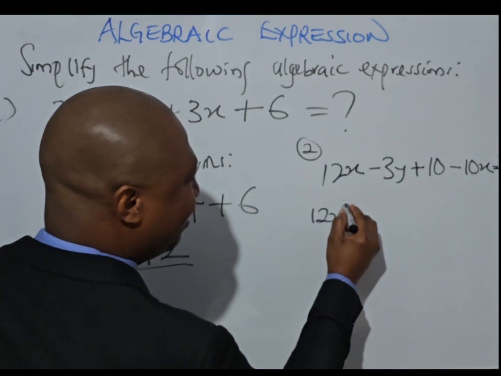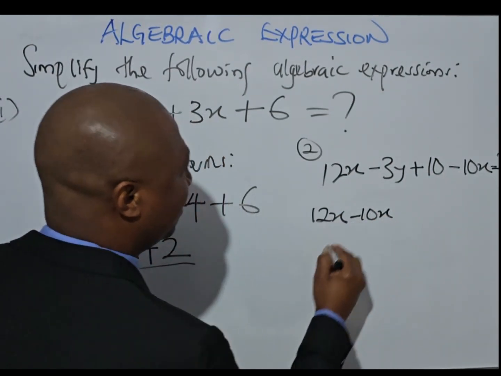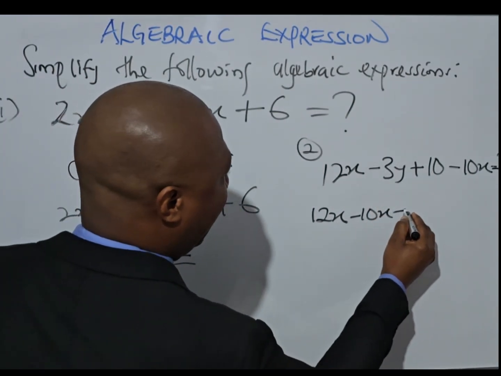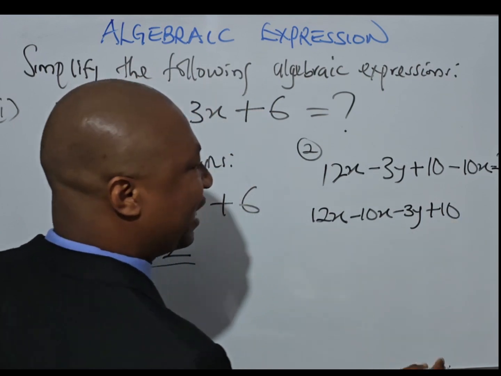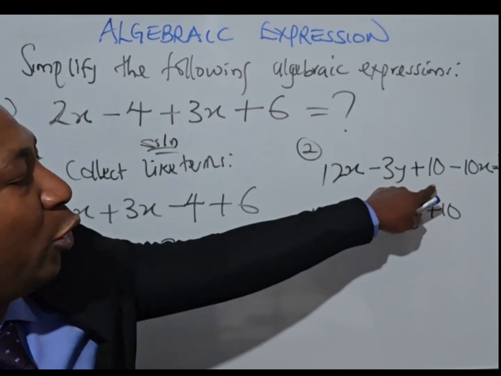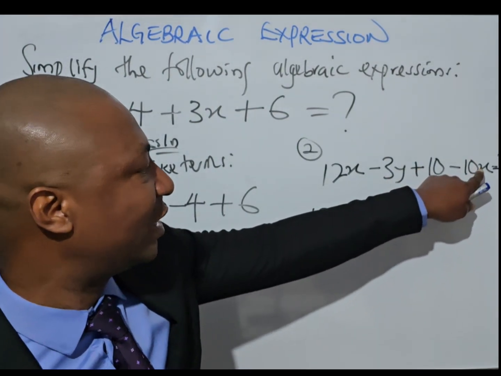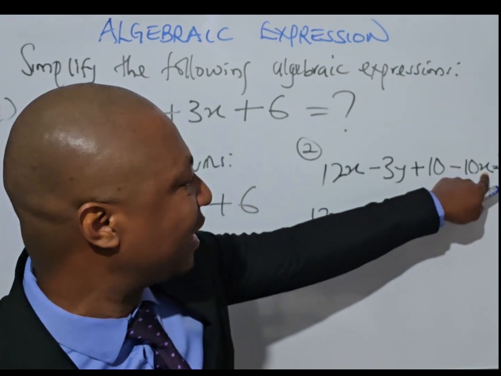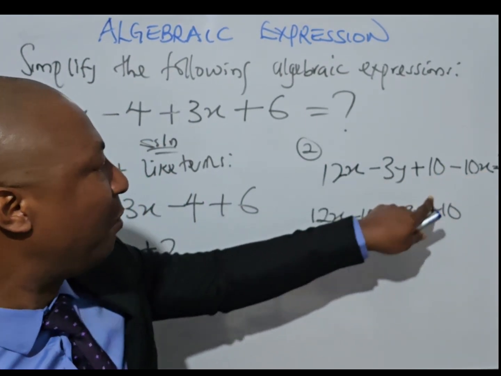I'm collecting like terms. Then we have minus 10s. Then here we are having minus 3y. And here we have plus 10. Don't be tempted and say 10 minus 10. No, they can't work together. This is just a number. But this is an expression. Because it has a number in front. It has a variable, which is s. And this does not have any variable. It's just a number.